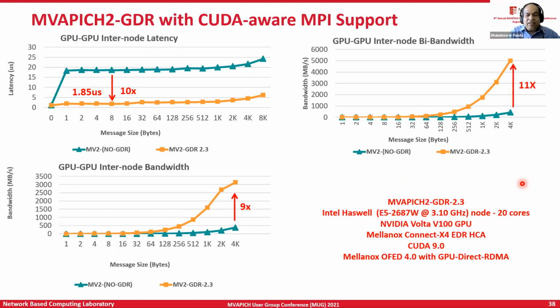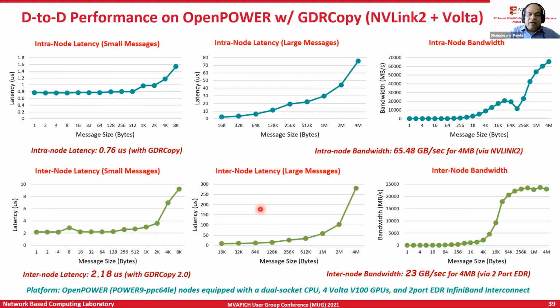with NVIDIA on the GDRCopy library. So if you put everything together, you can see these are on the x86 system. You can actually have data transfer from a GPU buffer of a node to a GPU buffer of another node in just 1.85 microseconds. Okay? And you can also get a very big boost in terms of the bandwidth and bidirectional bandwidth. And these are some of the numbers on the NVLink 2 and Volta system.